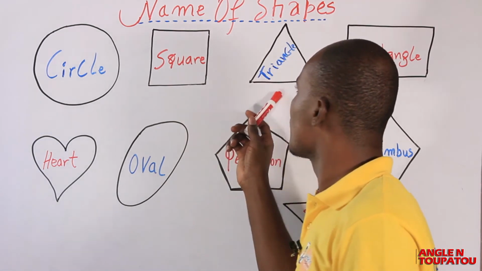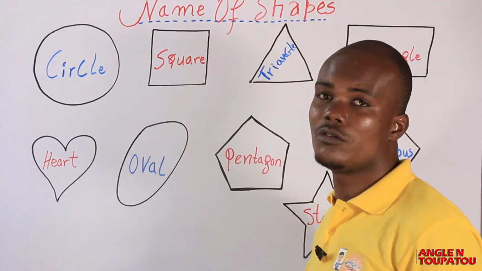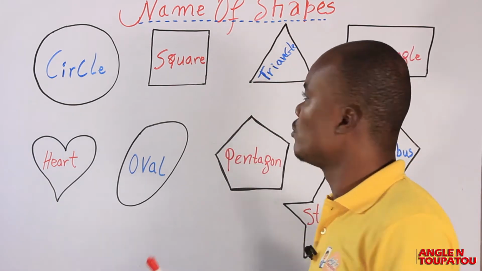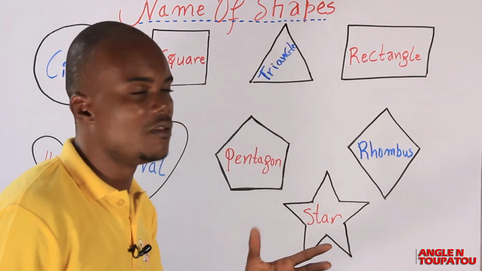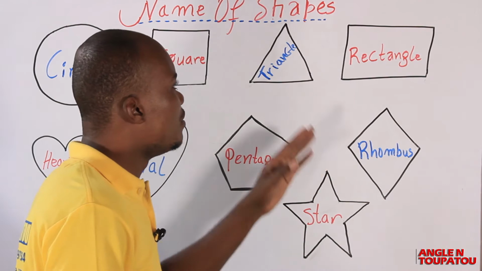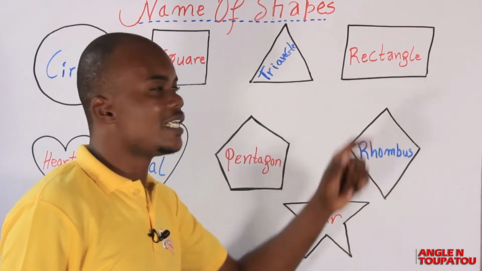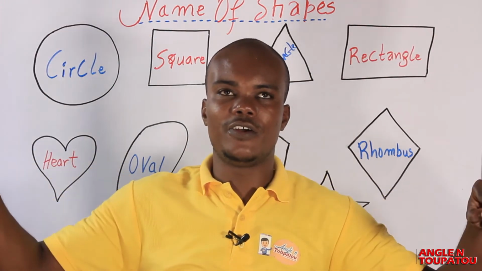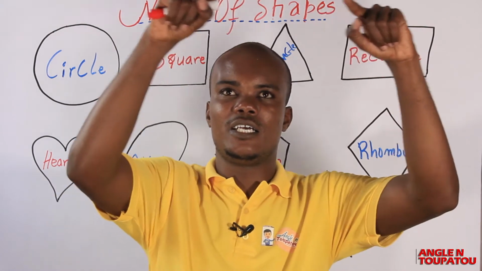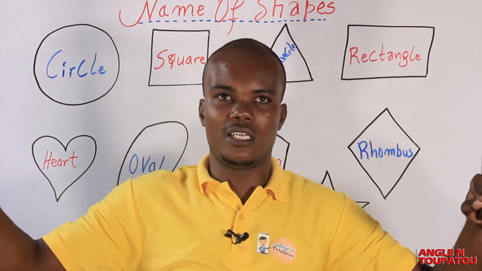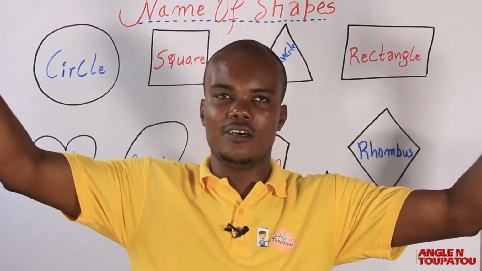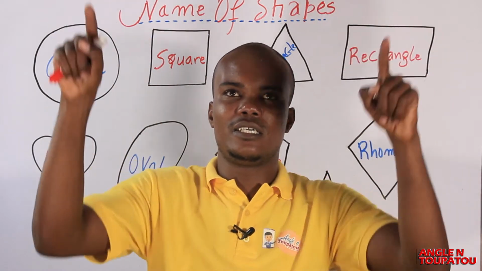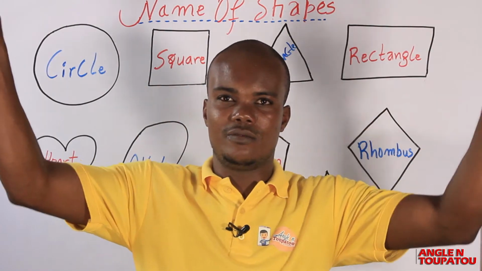A triangle has 3 angles. Again, 3 angles. What about a rectangle? This is a rectangle. A rectangle is like that. It's longer than a square. You see, it's longer than a square. This is a rectangle. But a square is like this. A square. This is a rectangle.